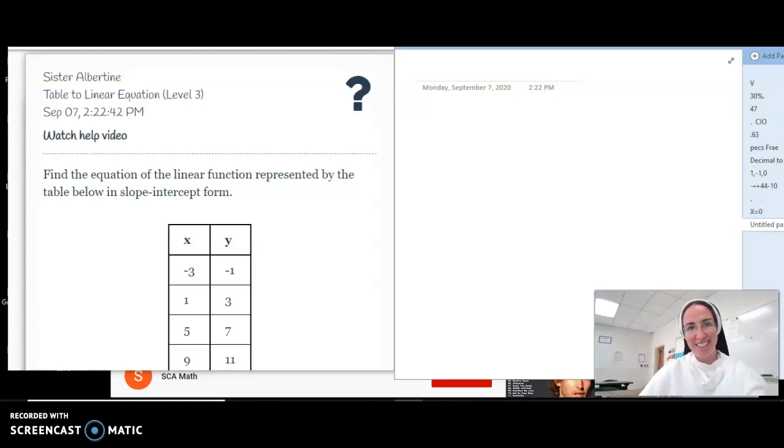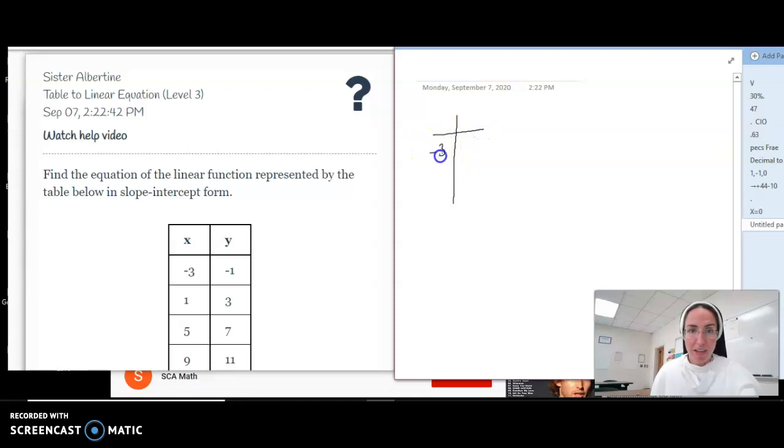Congratulations, you made it to level 3. This is actually where the fun begins because now it's more of a puzzle. It's not just the same kind of problem over and over again. So now you have a table of values and you do not have immediately the slope, nor do you have the y-intercept. So you have to figure out what would be the best way to proceed.